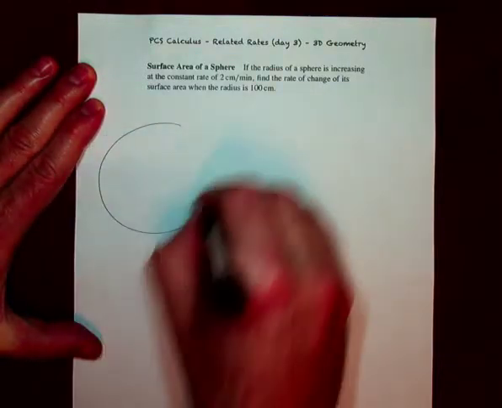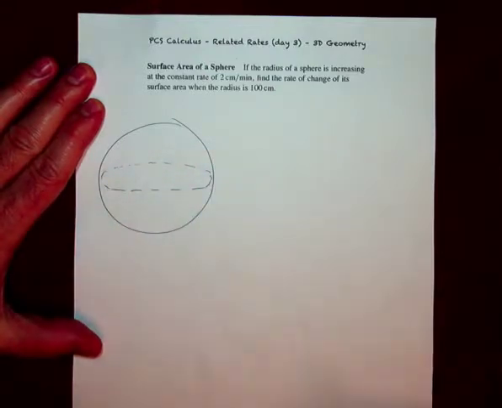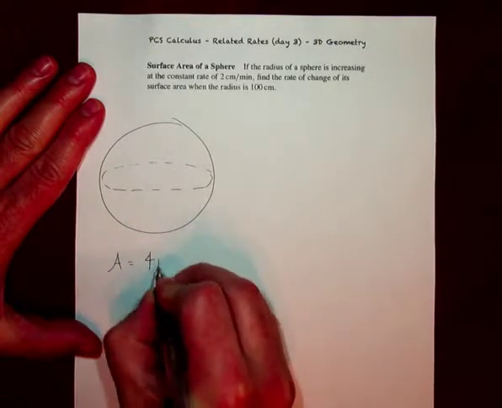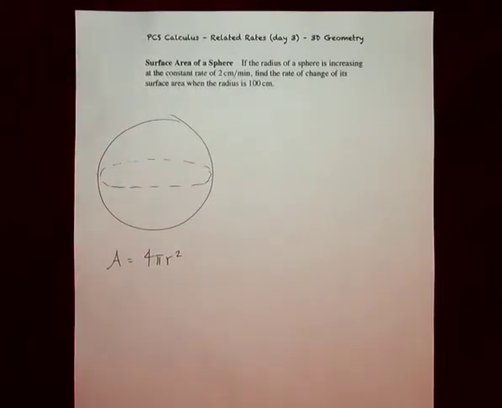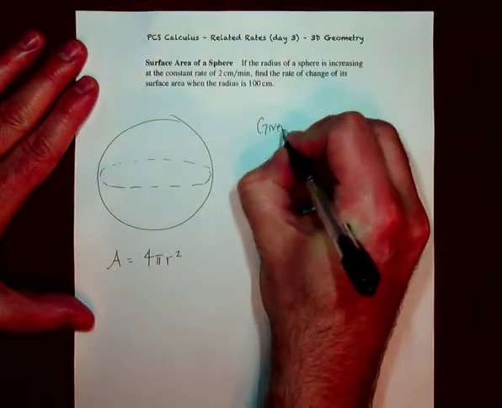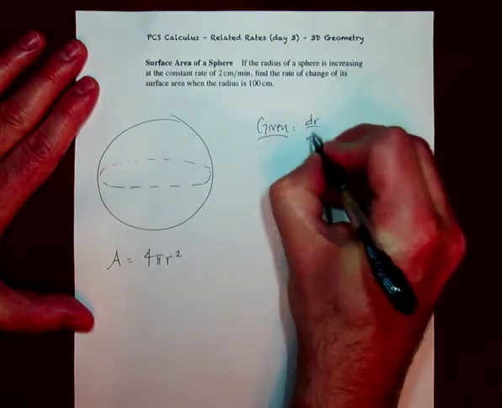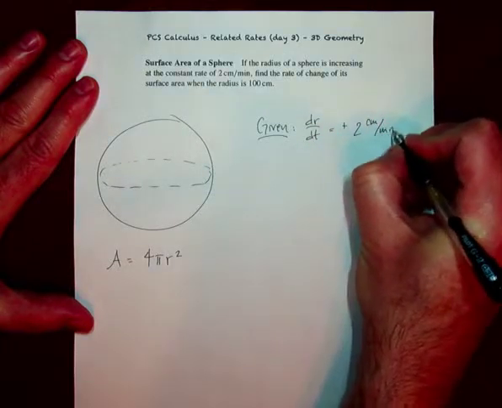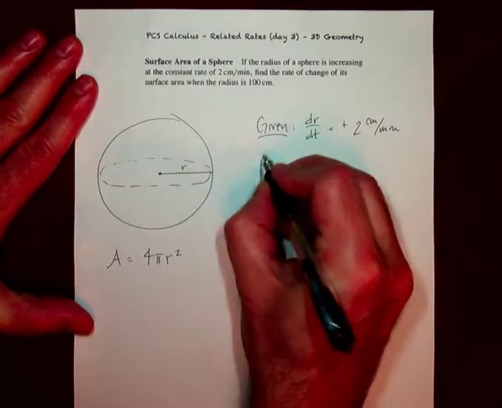Now, remember, it's easier sometimes for us to remember the volume formula than it is the surface area of a sphere. But the surface area of a sphere is 4 pi r squared. Almost like somebody took 4/3 pi r cubed and took the derivative. All right, so we have our given, and it is the fact that the radius, dr/dt, is increasing, positive 2 centimeters per minute. Okay, let's go ahead and draw that radius right here just so we can visualize it.